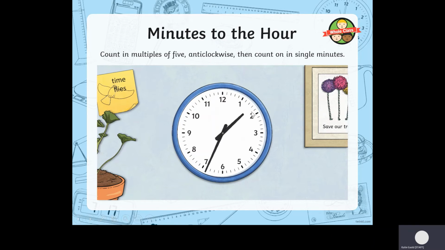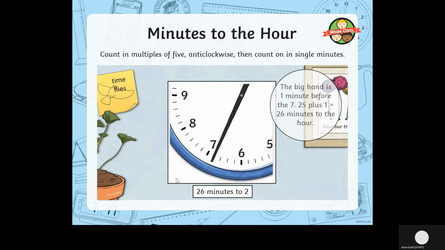Let's have a look. We're between the 1 and the 2. So it's not 2 o'clock yet. So that must mean it's 26 minutes to 2 o'clock. The big hand is 1 minute before the 7. 25 plus 1 is 26 minutes to.